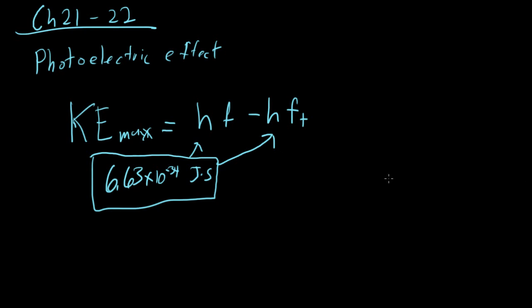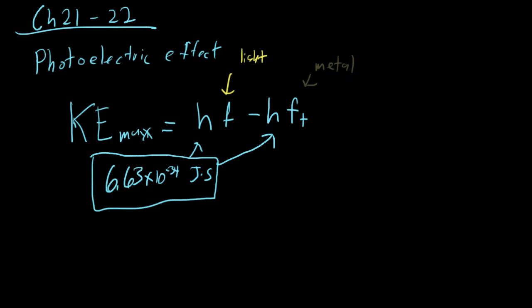Now, you can pretty easily mechanically just plug in here. If you have kinetic energy, these h's are both constants. The only thing you may get confused about are f and f_t, frequency versus threshold frequency. So let's talk a little bit about that, and try to give you a little more of a conceptual understanding here. f is the frequency of light. f_t is the frequency of the metal.